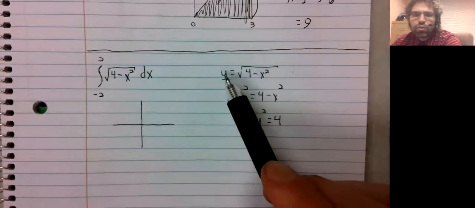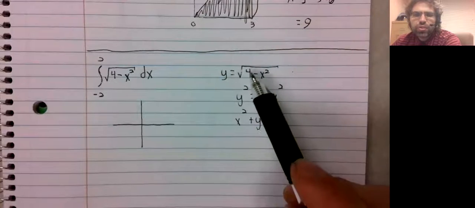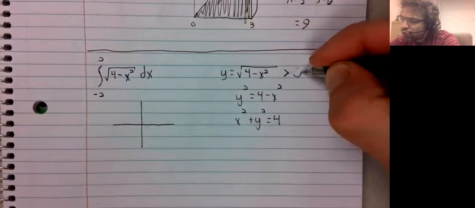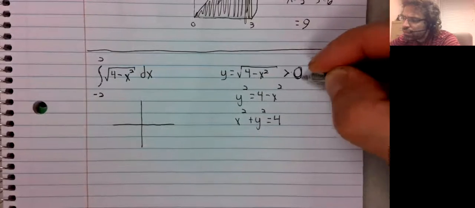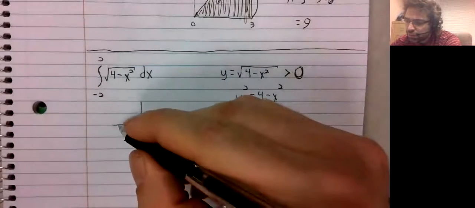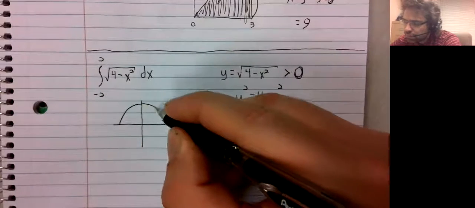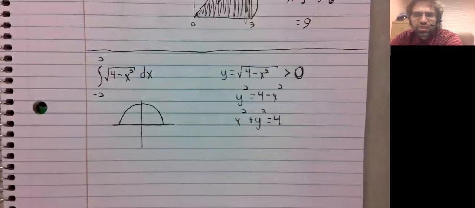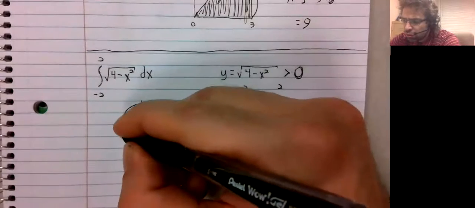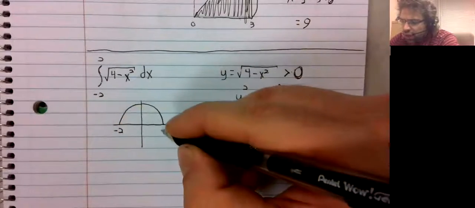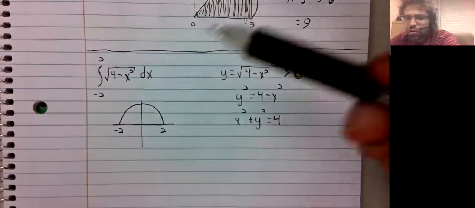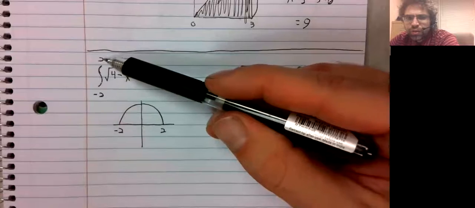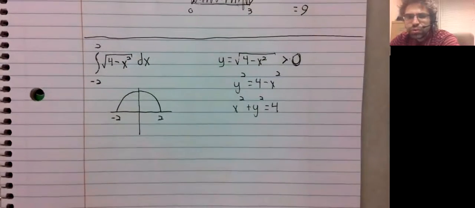Be careful though, y is this square root, and square roots are always positive. So we only have the positive semicircle, and the positive semicircle does run from negative 2 to positive 2.